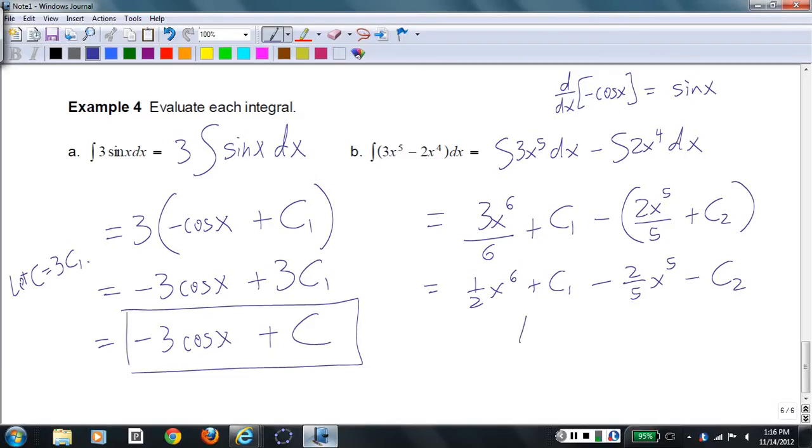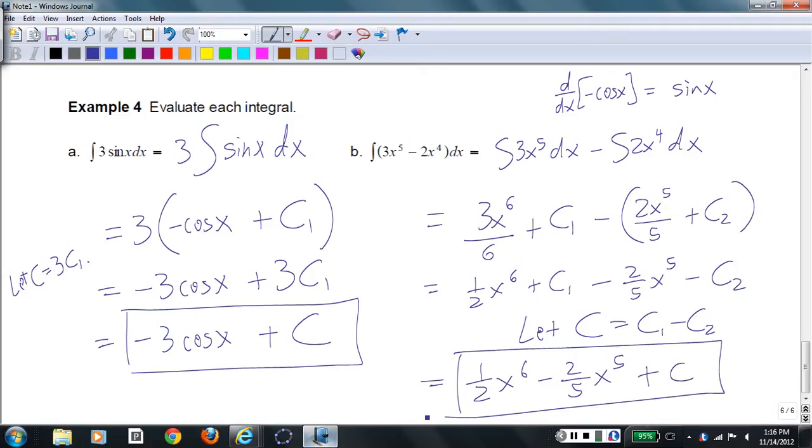So let c equal c sub 1 minus c sub 2. And what do we have? 1/2 x to the 6th minus 2/5 x to the 5th plus c. So when we boil this down, we just need any old expression that we can take the derivative of and get 3x to the 5th minus 2x to the 4th.